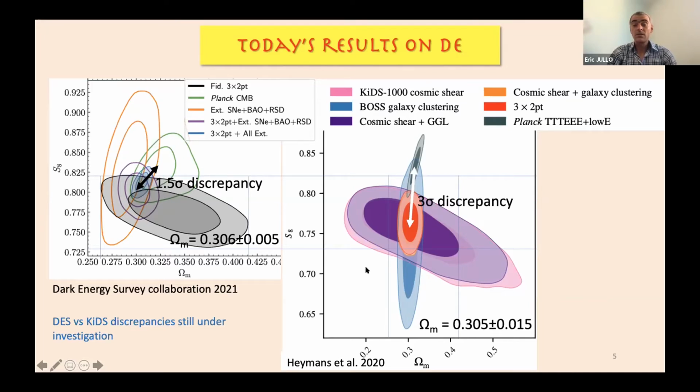And when you look at the KiDS side, then you have a larger discrepancy, like a 3 sigma discrepancy, mostly due to the shear measurements, so the cosmic shear measurements, which are kind of lower. You see that the blue lines identify the limits on the DES side, and the KiDS measurements are slightly lower. Also, you can notice that the precision on omega matter is almost 3 times smaller on the DES side than on the KiDS side. So there are still some discrepancies that are being investigated by the two collaborations.